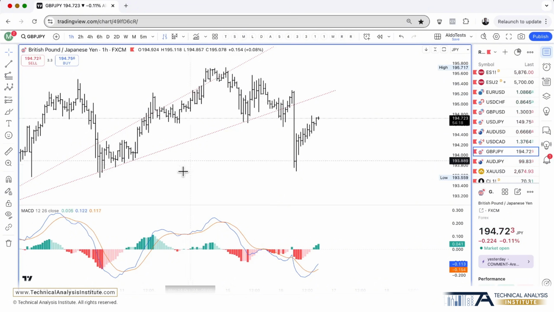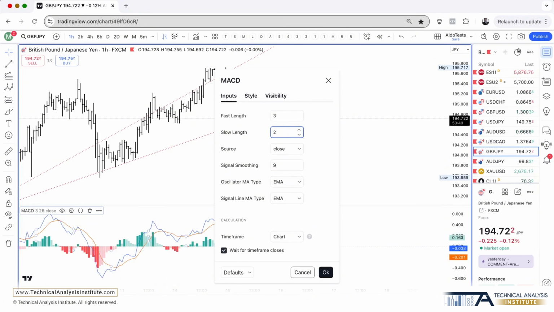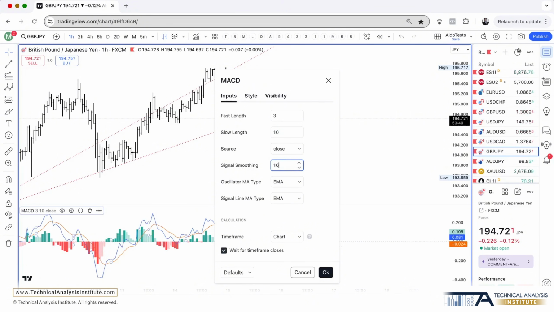So here we have the typical MACD, and what we're going to do is go to the settings and change them, because for this particular entry, we want to use a very specific set of settings. So we go here, and then we're going to change the fast to 3. We're going to change the slow to 10, and we're going to smooth it to 16. The rest remain the same.